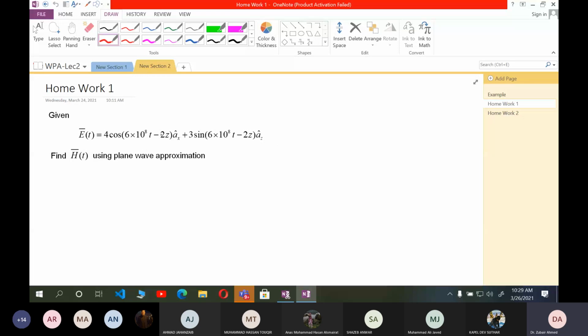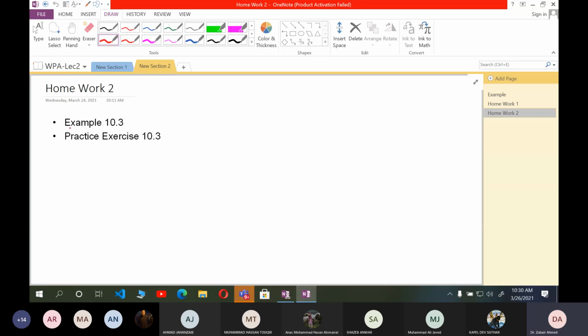Please try these two homework problems where you are given the electric field vector, and please use the plane wave approximation to find the magnetic field. And also, I would like you to go through example 10.3 and practice exercise 10.3. So this concludes this lecture.